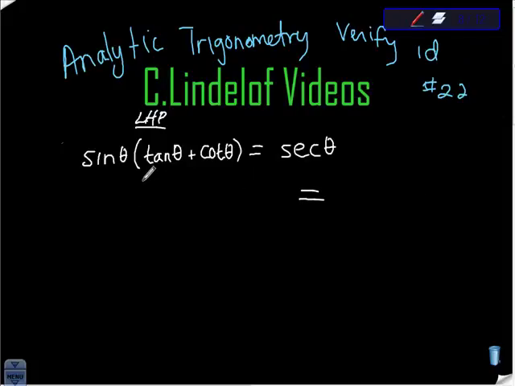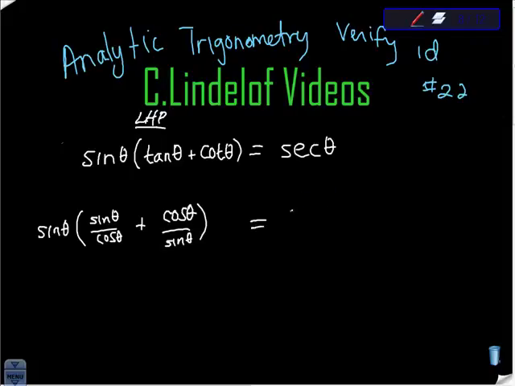The first thing I'm going to do is convert this. I'm going to leave my sine theta like this, but tan theta is the same as sine theta over cosine theta. This plus sign is that one, and cotan is cosine theta over sine theta. Then remember, we have to set it equal to this, and I'm not allowed to touch that right there.